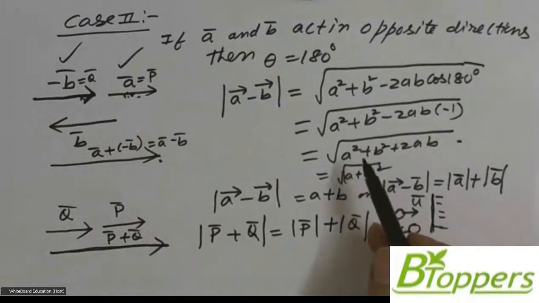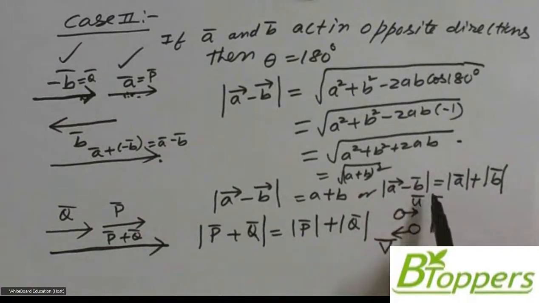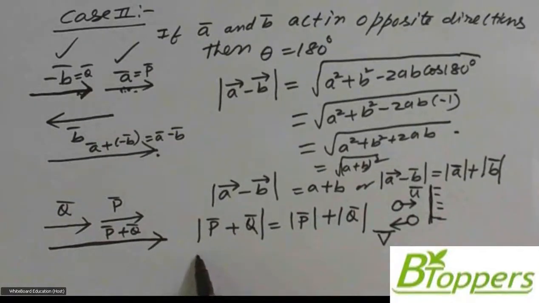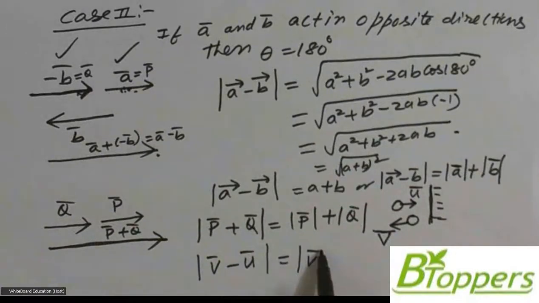Just now we have discussed that when vectors a bar and b bar act in opposite directions, the modulus of the vector difference a bar minus b bar equals the modulus of a bar plus the modulus of b bar. In the same way here also, the modulus of the vector difference of v bar and u bar can be written as the modulus of vector v bar plus the modulus of vector u bar, when v bar and u bar act in opposite directions.